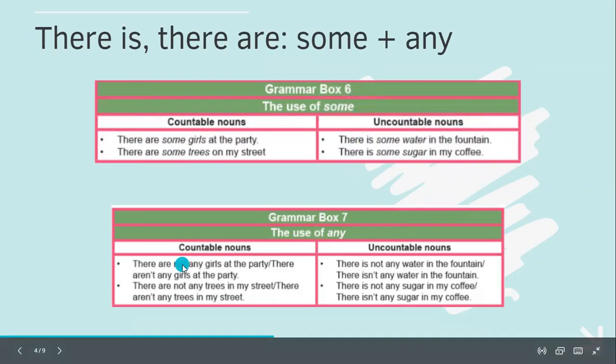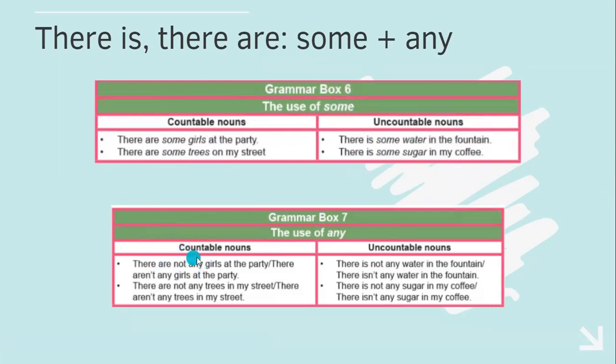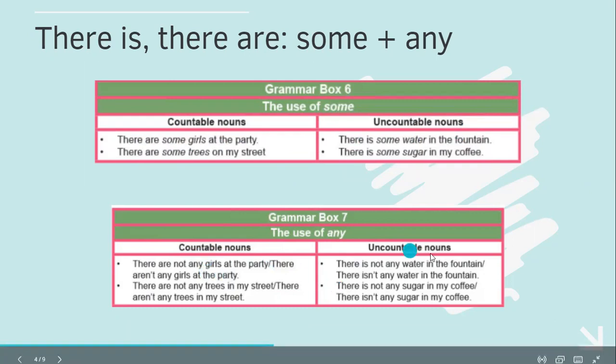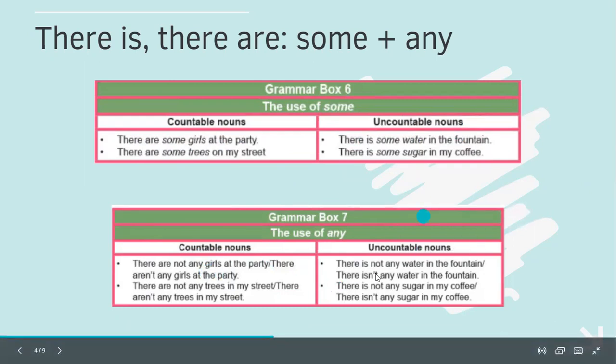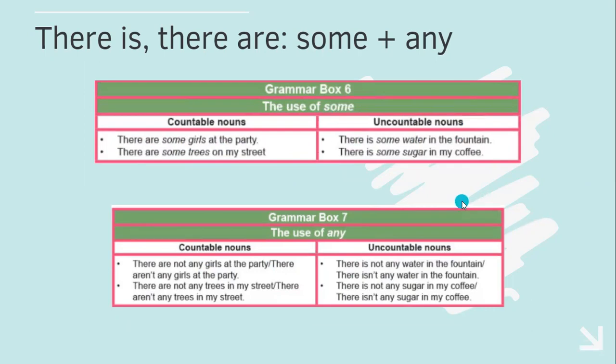And for any, for countable nouns, we can say there are not any girls at the party and there are not any trees in my street. For uncountables, we can say there is not any water in the fountain. Entonces aquí la única diferencia es que después de there are o there is se agrega not y ya sigues normal con any o con some dependiendo del caso.